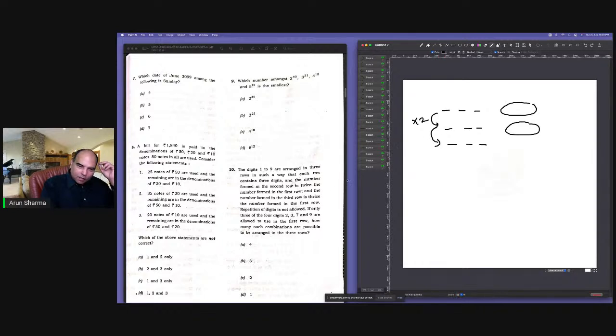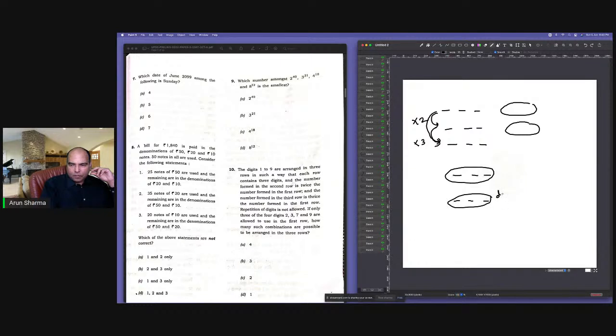सो यहां से यहां डबल है और आगे क्या बोल रहे हैं. And the number formed in the third row is thrice the number formed in the first row. So this number is 3 times this. So whatever number we are forming here in the first row, उसका डबल नंबर यहां बन रहा है और उसका ट्रिपल नंबर यहां बन रहा है.